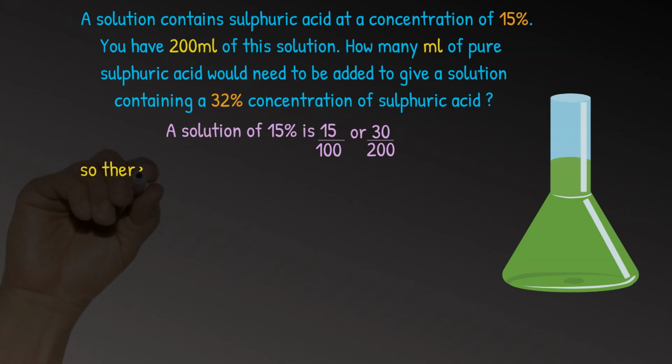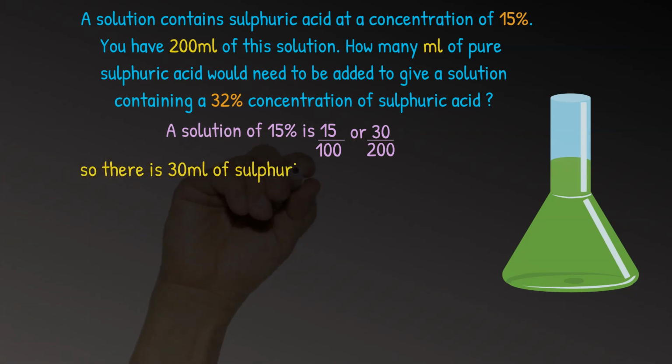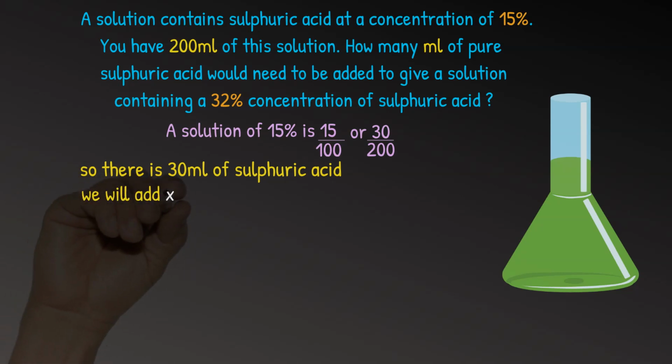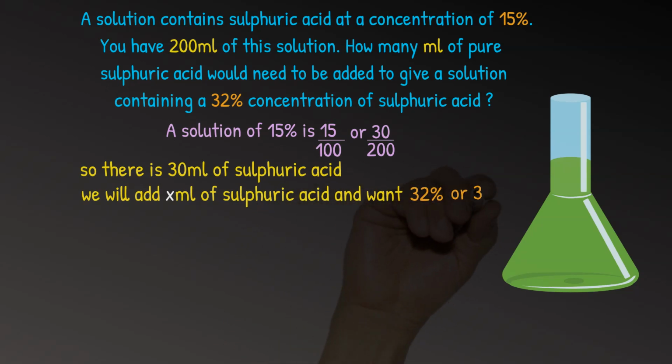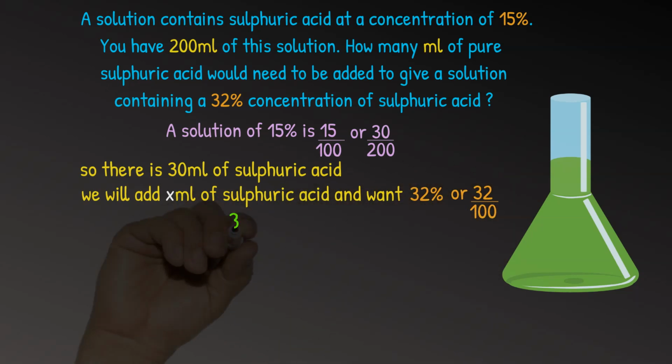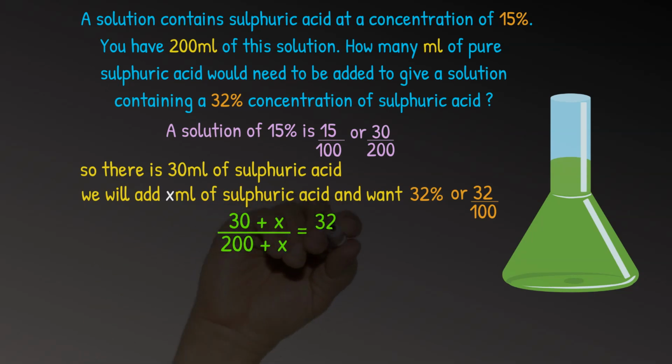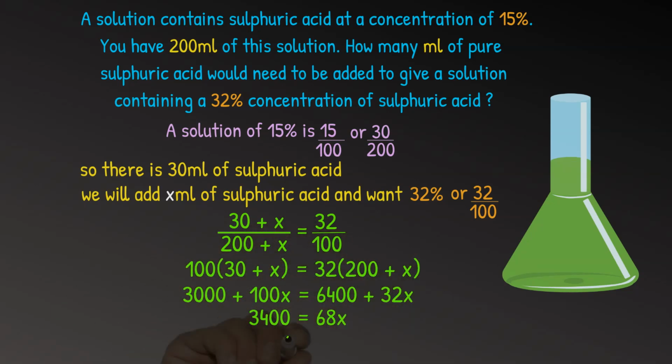So we already have 30 millilitres of sulphuric acid in the solution, and we want to add some more, let's call it X millilitres, and we want that to give us a 32% solution. So this means that 30 plus X divided by 200 plus X has got to equal 32 divided by 100. And if we rearrange that, we get X is equal to 50. So we need to add 50 millilitres of sulphuric acid.